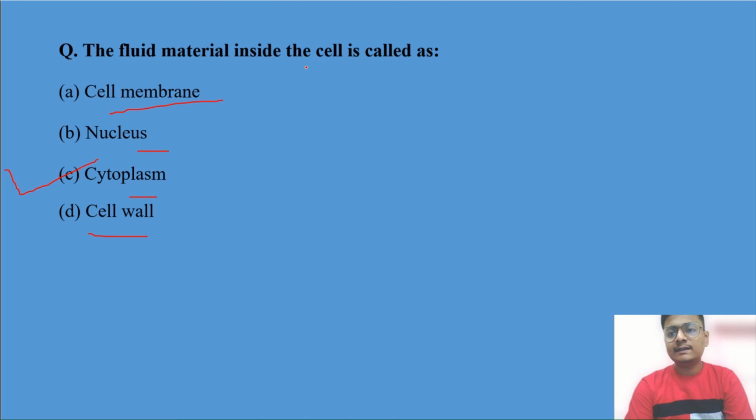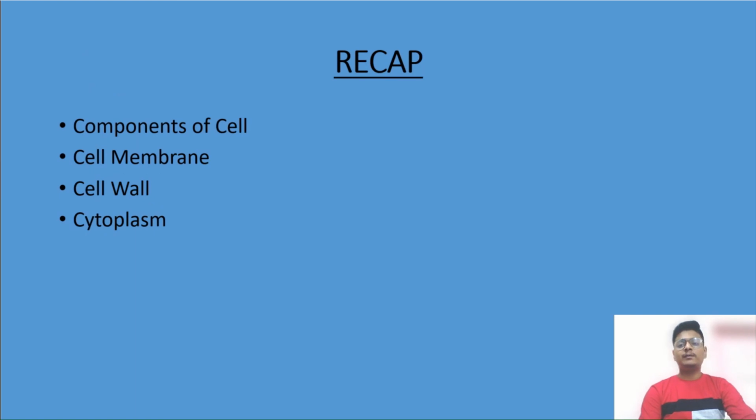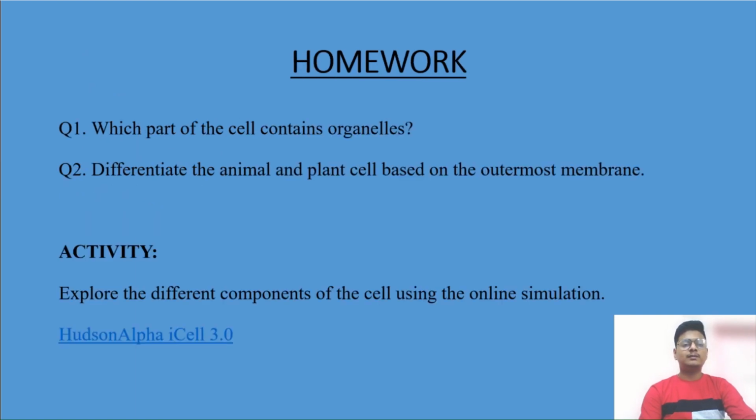So students, let's recap today what we have learned. We have learned about components of the cell. In that we also talked about cell membrane, cell wall, and in the last we talked about cytoplasm and its importance.